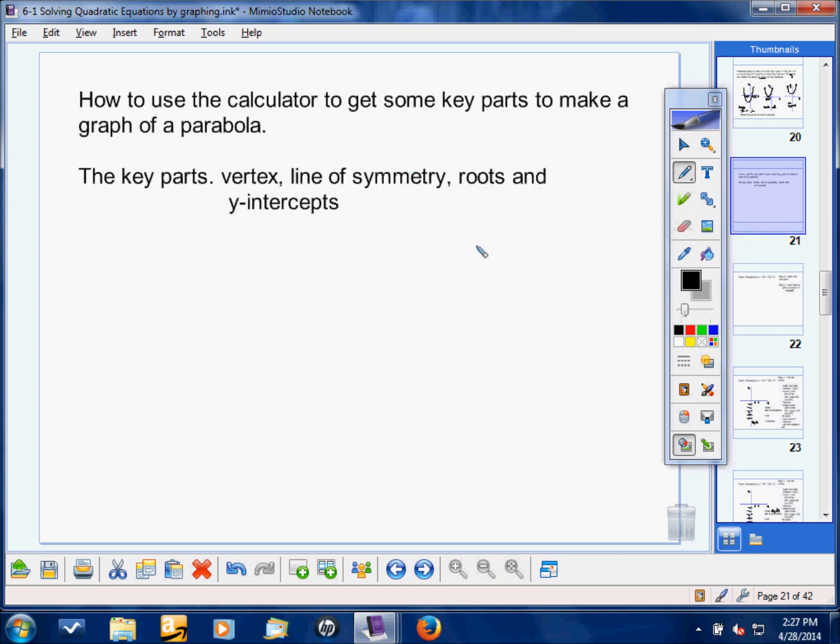In this section, you'll probably need quite a bit of room for this: how to use the calculator to get the key parts to make the graph of a parabola. There are 4 key parts: the vertex, which we talked about, the line of symmetry, the roots, and the y-intercept. And I'm going to walk you through each part.